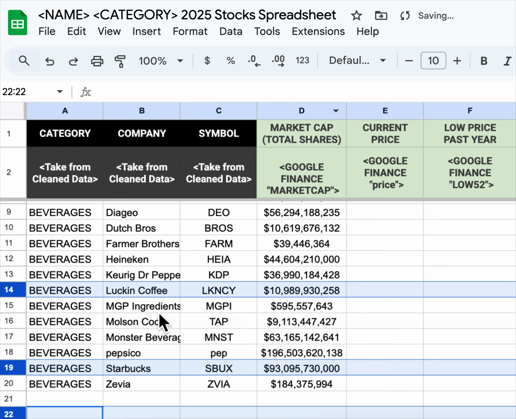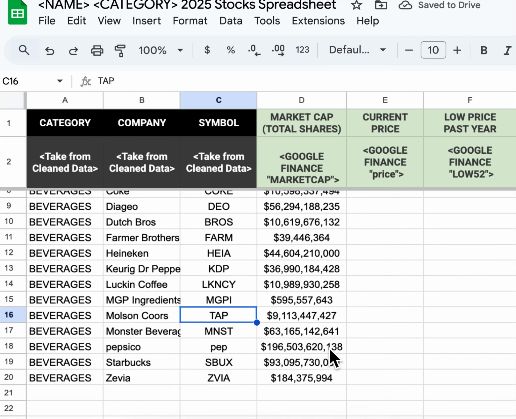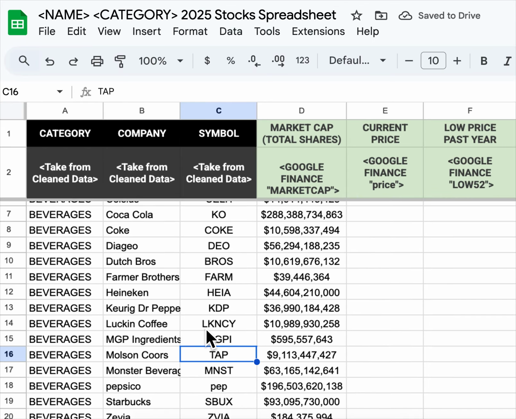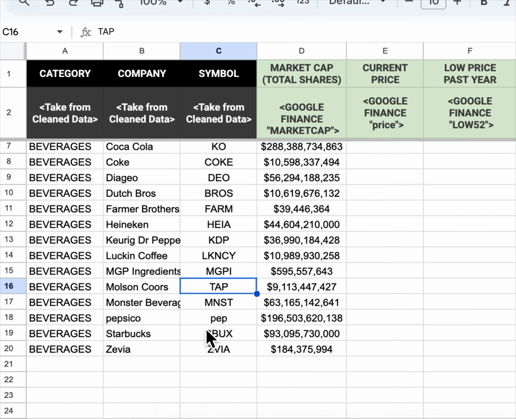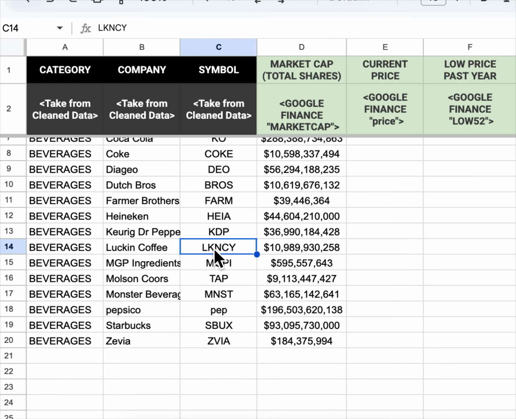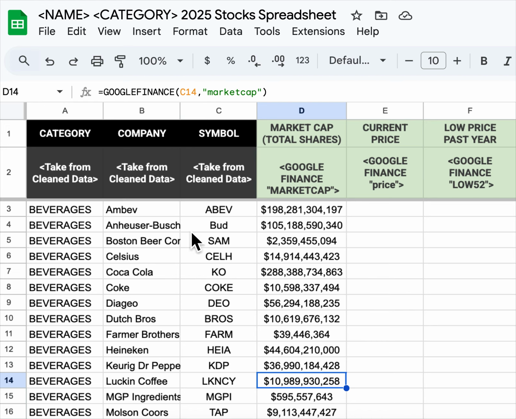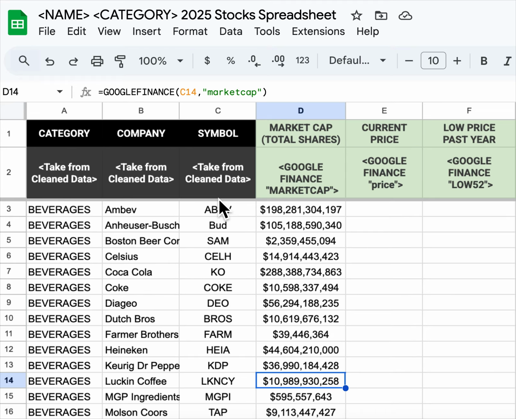Now, just because they're from China doesn't mean that you can't buy shares in that. If you take a look here, Luckin Coffee is also from China, but you can buy shares. They just have to register in the US. Okay, so make sure that they're all like normal type of letters for the stock symbol.